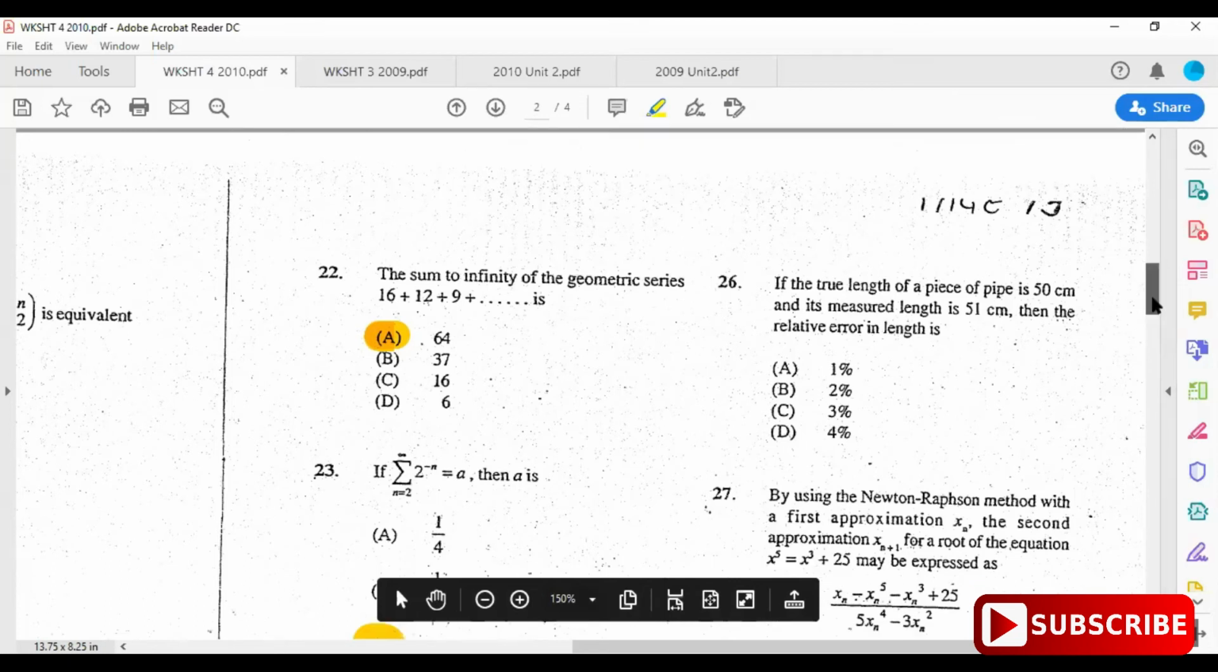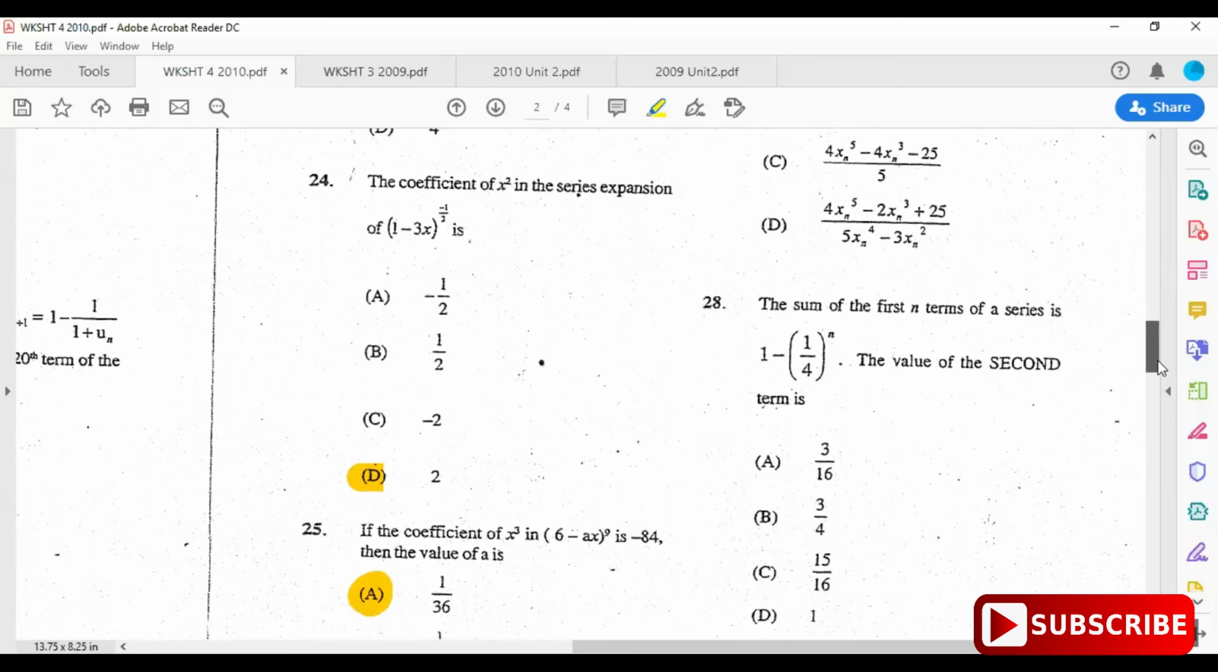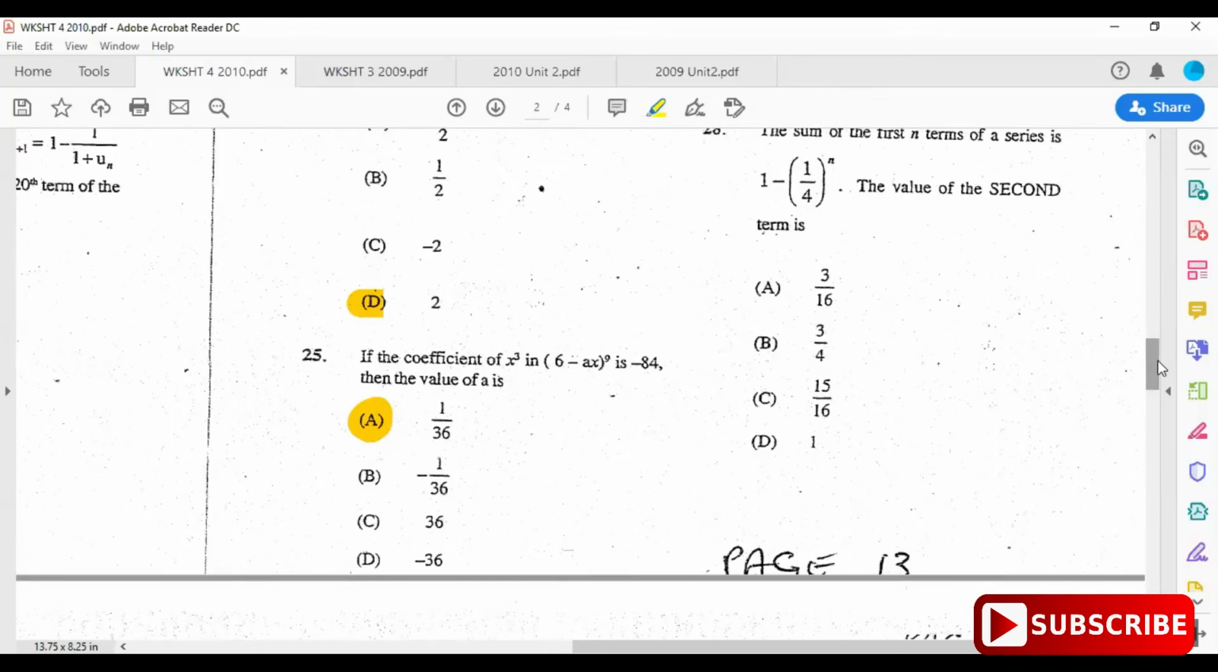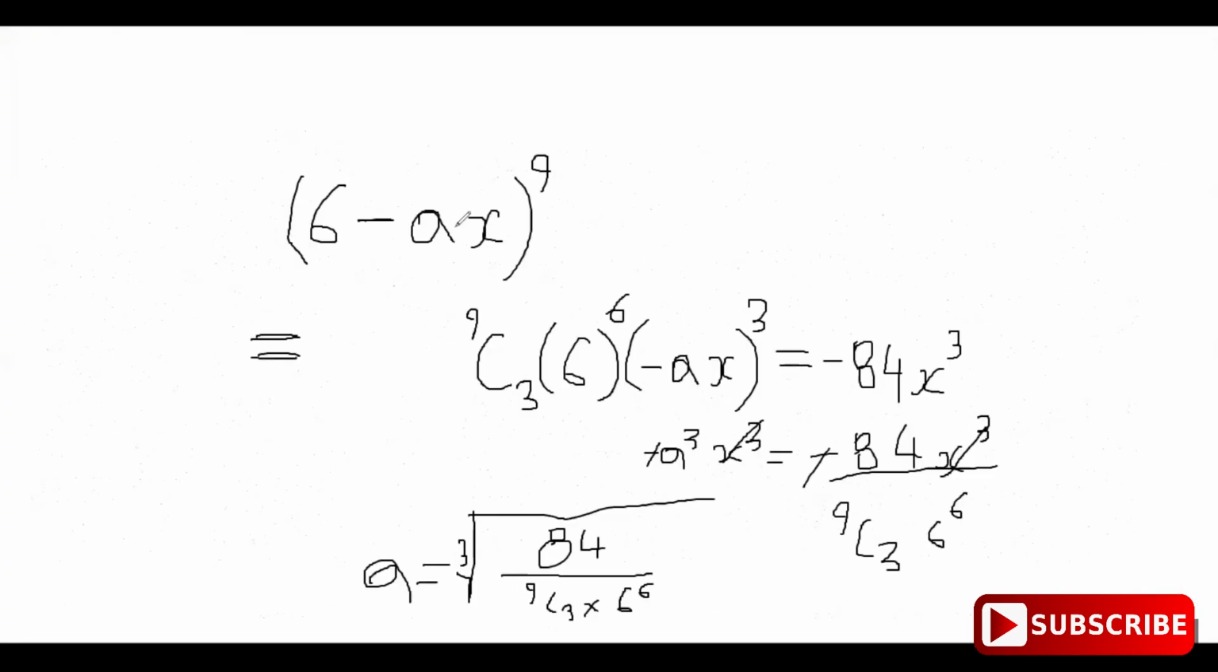You say you get 1 over 36? When you cube root it, you get 1 over 36. Check it again. Yes, so work this part in the calculator first. What do you get for 9 choose 3? 84. So 84 divided by 84 is 1, and so what you have is 1 over 6 to the 6. So put in a calculator 1 divided by 6 to the 6.